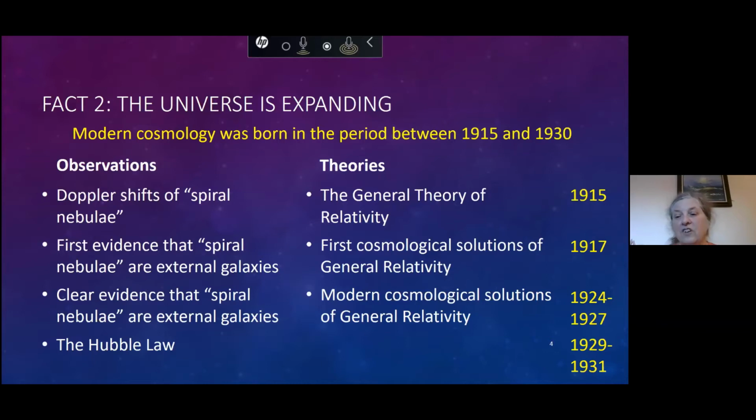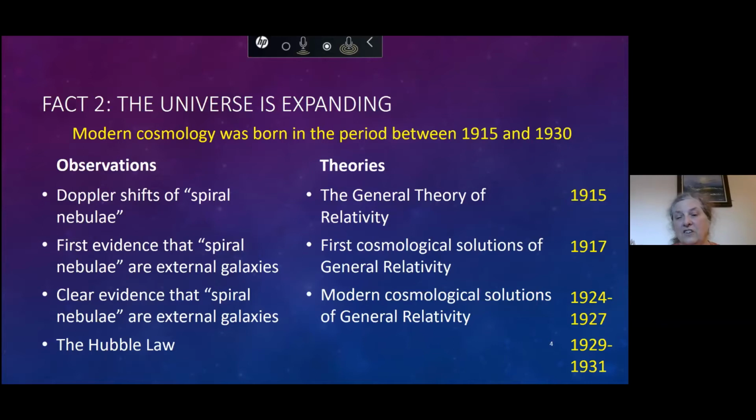In 1917 came the first evidence that these so-called spiral nebulae were not gas clouds like other kinds of nebulae, but actually external galaxies, and that was confirmed in 1925 by Edwin Hubble, and he followed up a few years later by making the observations that the speed of recession was proportional to the distance of the galaxy away from us, which demonstrates the expansion of the universe and is now known as Hubble's law.